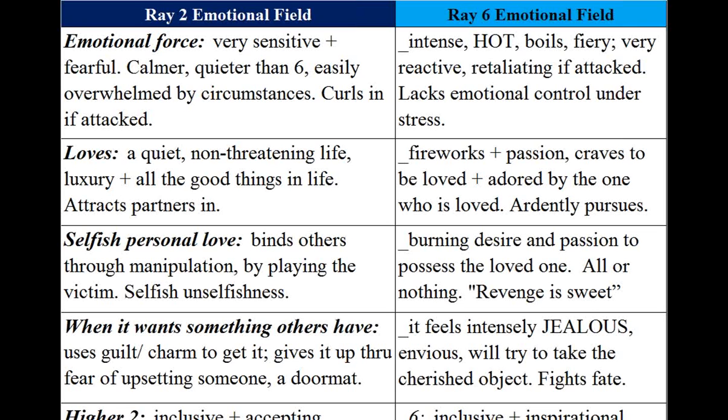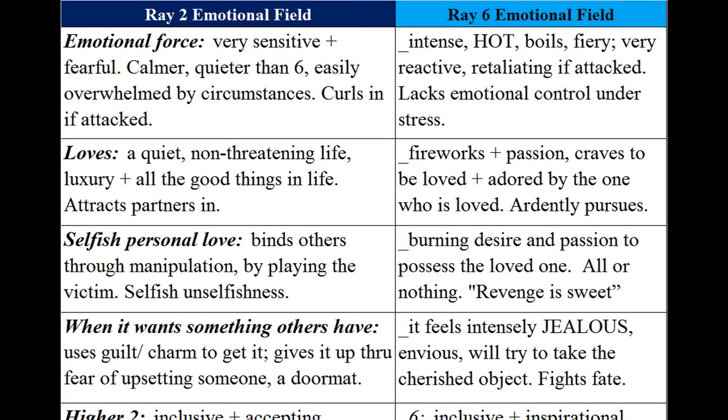But the 2nd-ray emotional field is very sensitive, a lot calmer, and the primary distinctive difference between the two is the 2 field is cool, where the 6 field is hot, it boils. The 2 field is more complacent and calmer, whereas the 6 field is fiery, reactive and retaliating. And those are the primary differences. If we didn't look at anything else on the list, those would be the 2 outstanding characteristics that distinguish the 2 types.